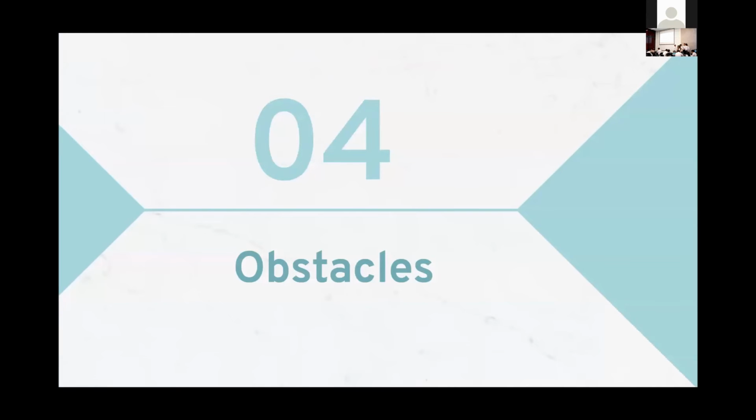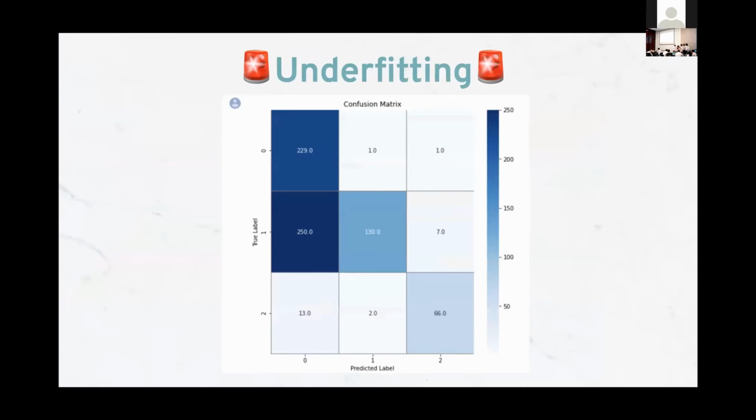Moving on to our obstacles. Our main obstacle we found was that initially the machine couldn't classify the COVID class properly. This is due to an underfitting issue. Underfitting is caused by too few data samples for COVID, which made the machine unable to learn what COVID looks like. The machine is not able to distinguish between classes and puts everything in the normal class.